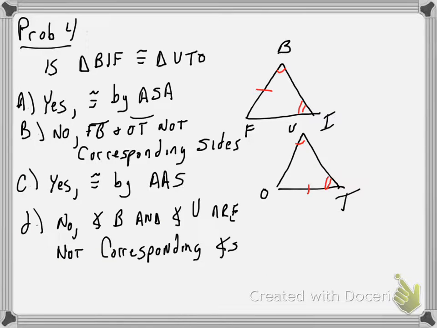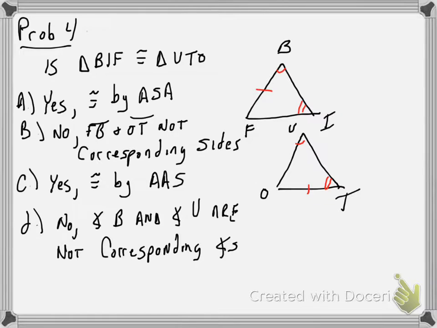Problem 4 is multiple choice. They want to know if triangle BIF is congruent to triangle UTO. Okay, so they're asking if their two triangles are congruent. Now, they give you B is congruent to U, which is good. I is congruent to T, another good thing. And then they give you BF congruent to OT. But are those corresponding sides?